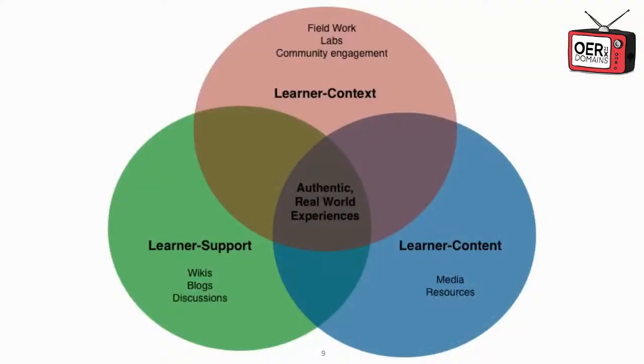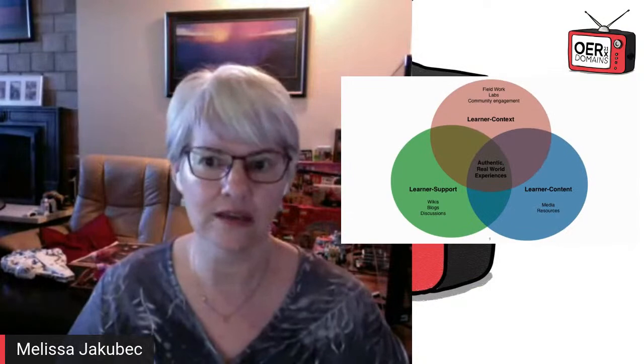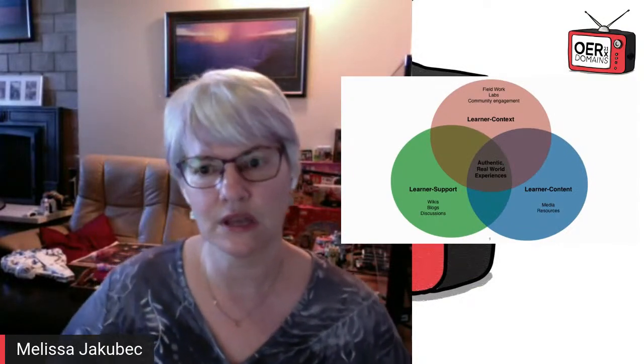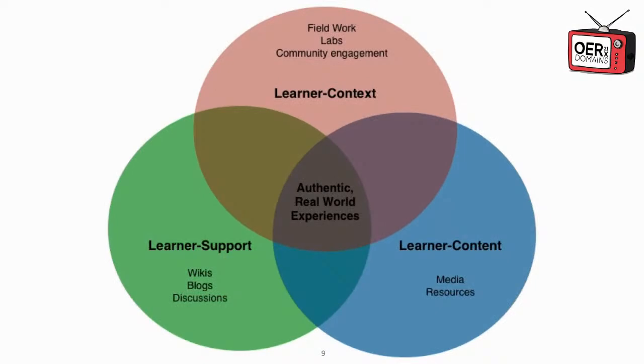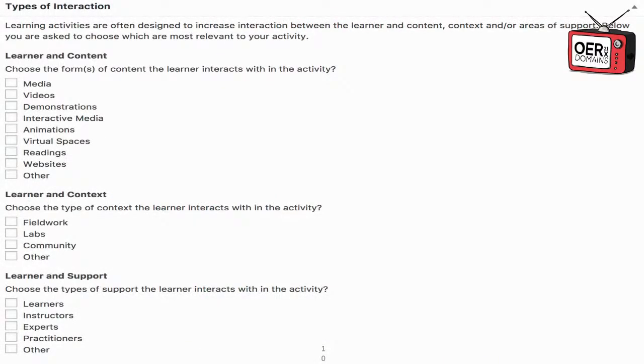So I started by looking at what kind of interaction was within each activity. And this led me back to this diagram based on Garrison's community of inquiry model, showing how learners might interact with either the content, the context, or other supporting individuals in their learning activities. So that led me to design in the resource the ability, when you're entering a resource, to choose the type of content the learner is interacting with within the activity. And you can choose the one that's most relevant to the activity, but you can choose multiple. So the learner and the content, they might be doing a reading and watching a video.